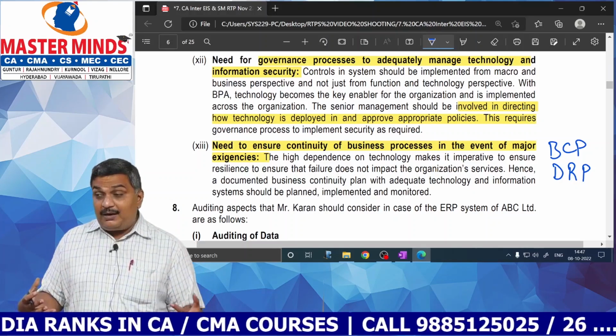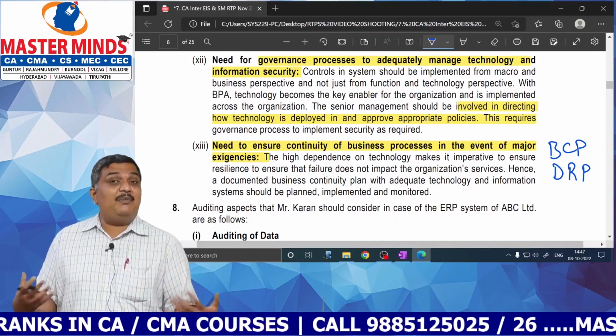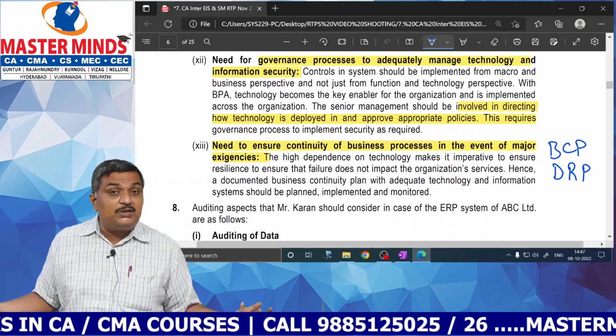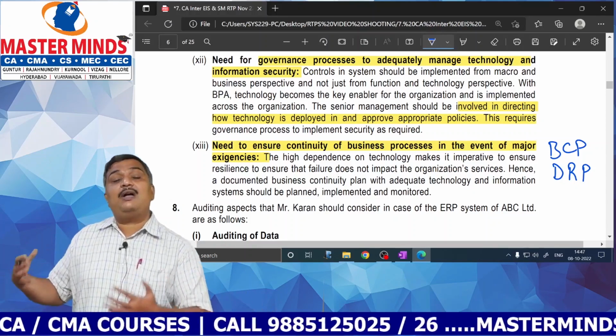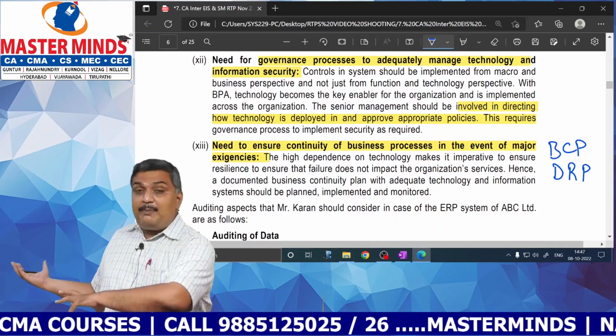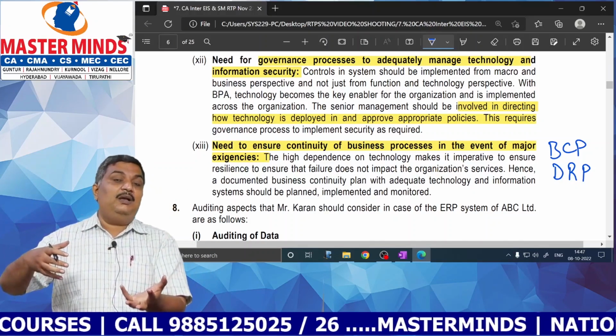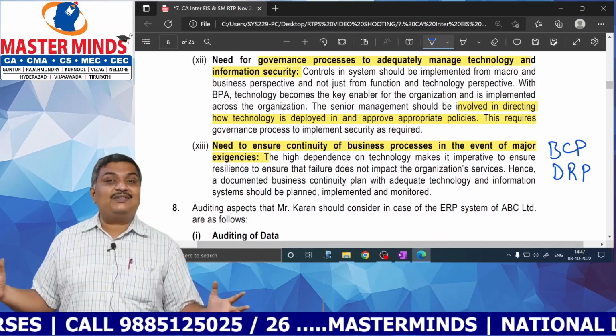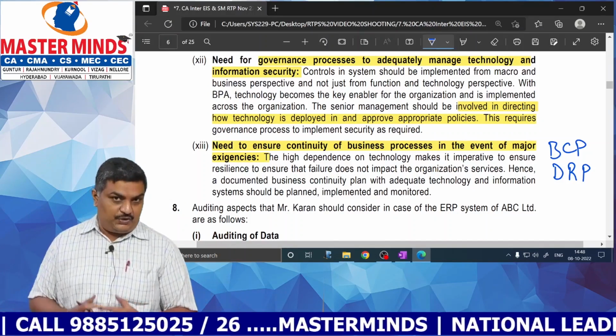For example, in case there is an emergency and the main servers are down, definitely you need to have backup servers. There should be a mechanism to restore the backup, and there should be disaster recovery servers. These all things should be there.